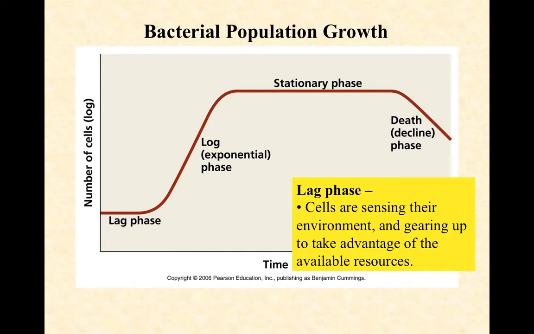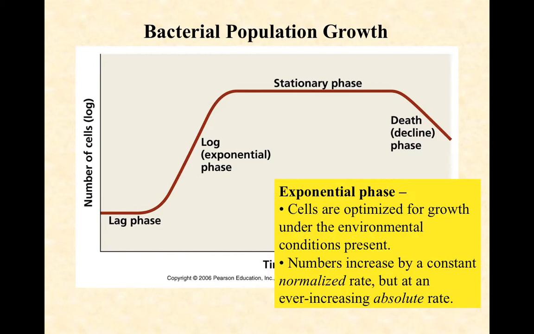All right, so presumably our happy little cell or cells have gotten out of lag phase. They're all ready, they've produced the best proteome they can for the conditions. They're then going to begin growing and dividing the fastest they can. So we say that the cells are optimized for growth under the conditions present, and we say that the numbers are increasing by a constant normalized rate. And what we mean by a normalized rate is how long it takes one cell to become two.